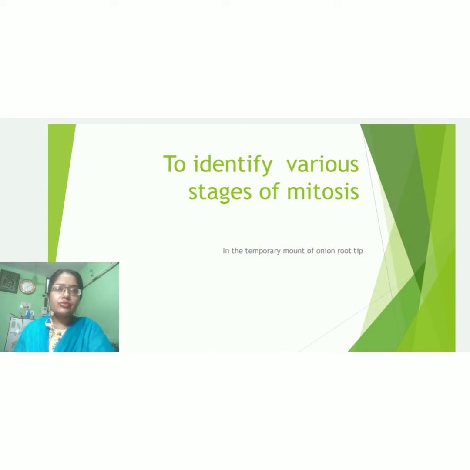Hello everyone, we are going to study the various stages of mitosis in the temporary mount of onion root tip. We will study the various stages of mitosis of a plant cell, for example an onion cell. We will go through it and observe the structural differences among the various phases of mitosis. First of all, we will have a small introduction.